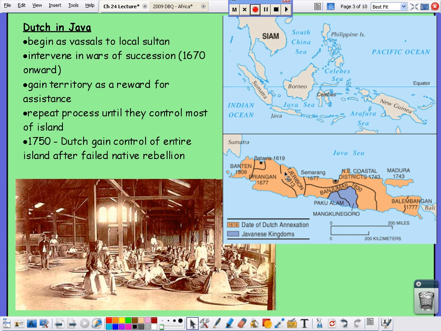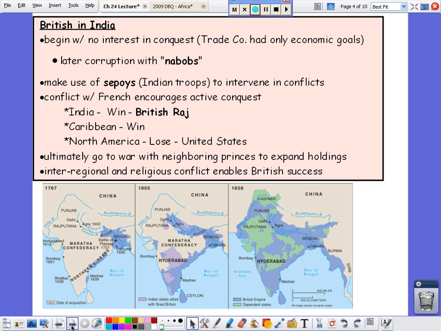Okay, case study number 2. Same plan, different people, different location. So instead of the Dutch in Java, this is the British in India. Same plan. The British show up with no interest in conquest, no interest in colonization. The British East India Trade Company has one goal and one goal only, and that goal is make money. Make money, make money.